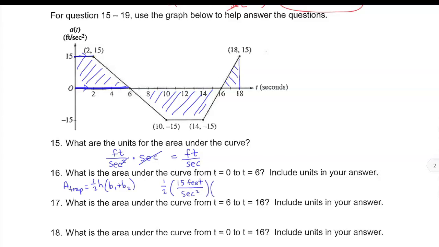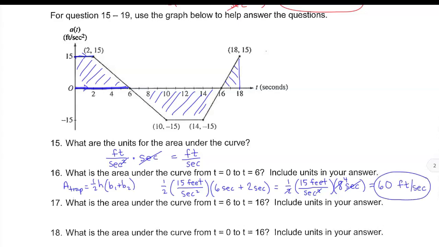The bottom base goes from 0 to 6, so that is 6 seconds. Add that to the upper base, which goes from 0 to 2, so that's 2 seconds. Therefore, I'm looking at 1/2 times 15 feet per second squared times 8 seconds. The seconds unit is going to cancel with one of them on the bottom, and the 2 on the bottom of 1/2 cancels with 8 and leaves 4. I need to do 15 times 4, which is 60, and the units are feet per second. 60 feet per second is the answer.